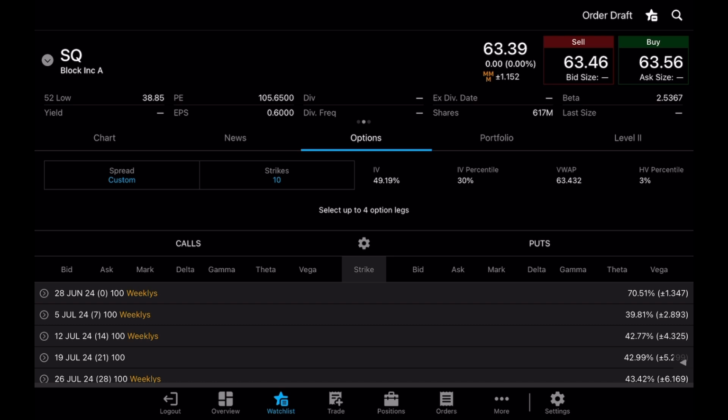You look at July 12th, you see the 14 in parentheses, that's 14 days until these contracts expire. Now on the right side, you can see there are percentages and then a plus or minus in parentheses. For example, for June 28th, it shows 70.51%, and then the plus or minus is 1.346, on the right side of the screen at the bottom, if anybody's wondering. So these are things to keep in mind as well.